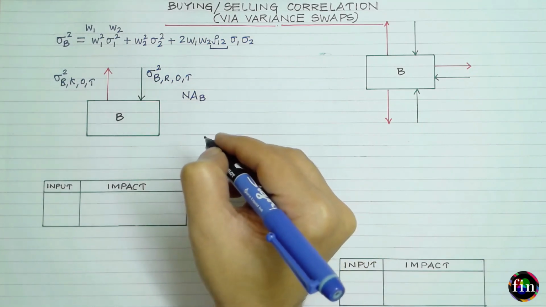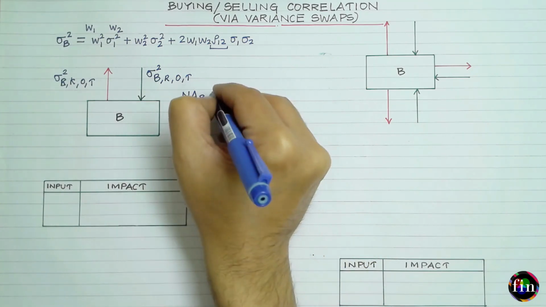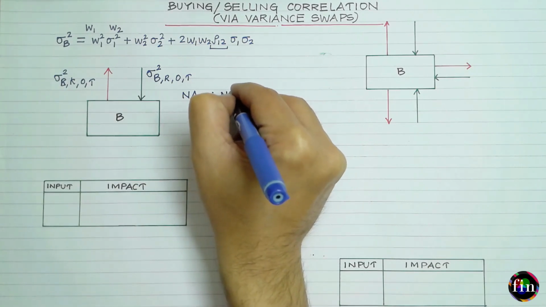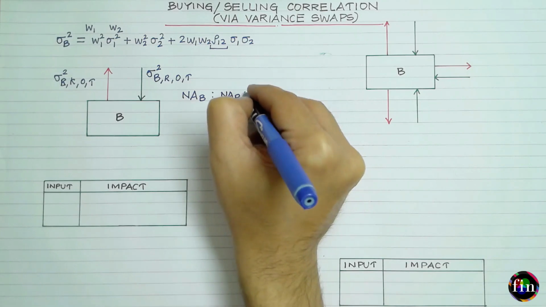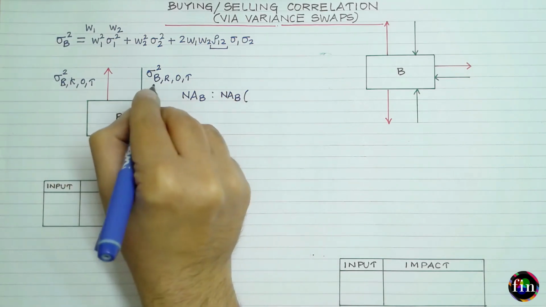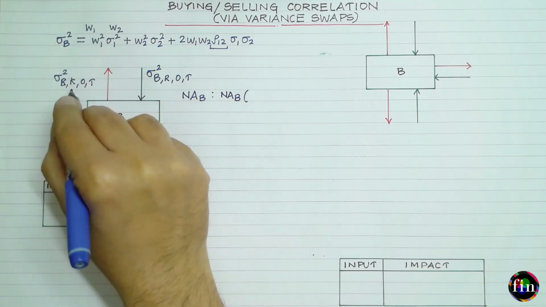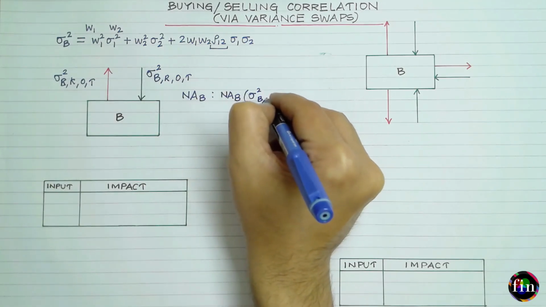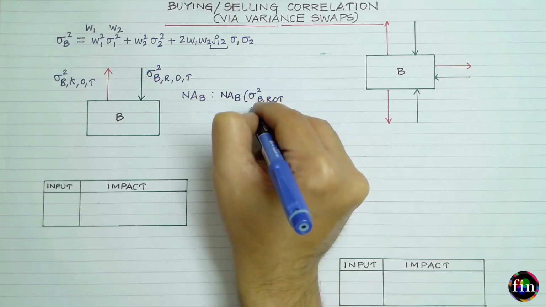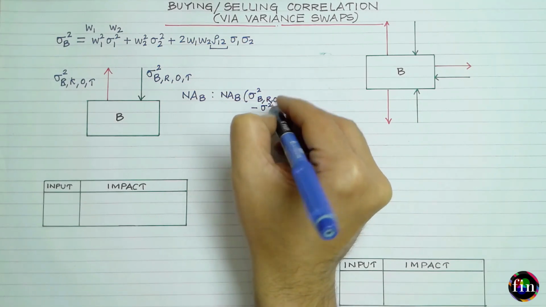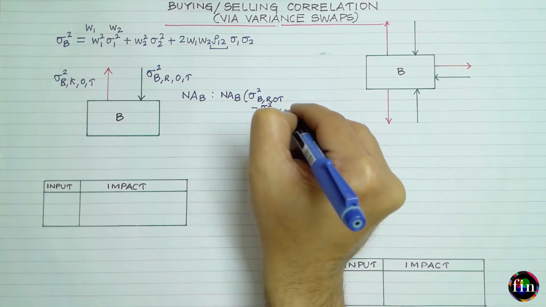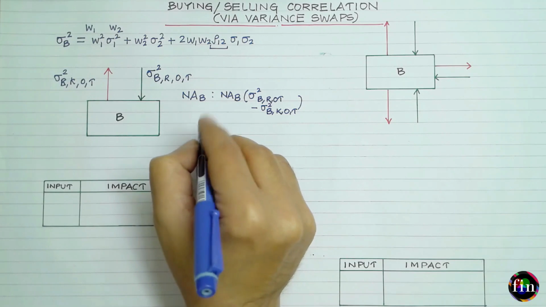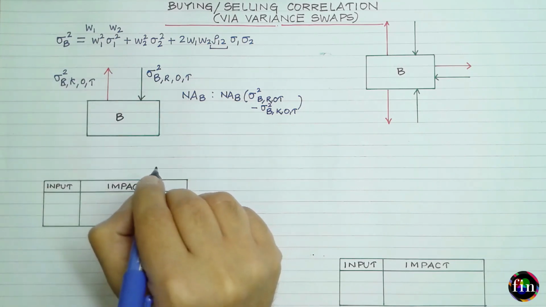Okay. Now, if I were to write down what is the payoff of this trade to me, the payoff will be the notional, which is NAB, times the difference between what I receive, which is this, and what I pay, which is this. Okay, so it will be sigma squared BR0T, that minus sigma squared BK0T.